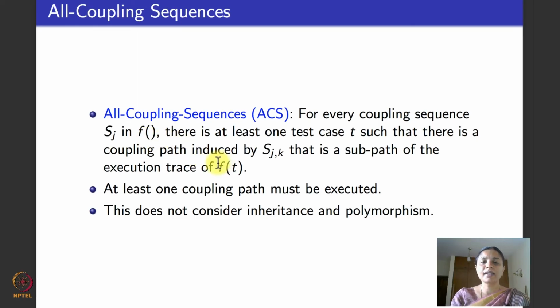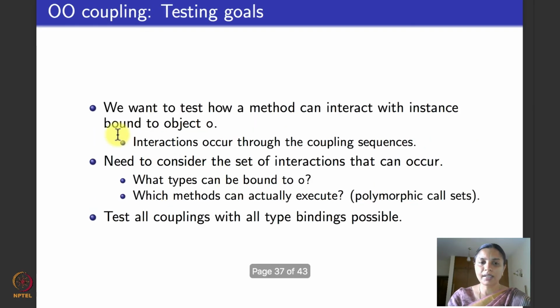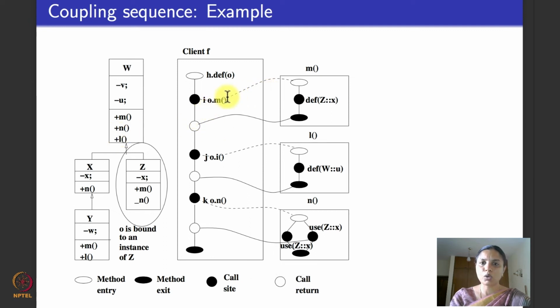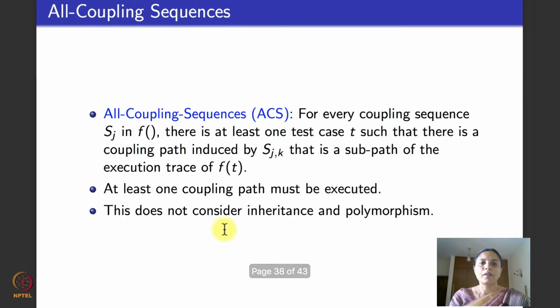So what it says is that there is a coupling sequence Sj, for example, like this kind of sequence: what is coupled with what is coupled with what. Every dashed line is coupled with the following bold normal line. So for every such sequence in f, there is at least one test case that we must write such that when you execute the test case, the coupling path Sjk should be a subpath of the execution trace when f is executed with T.